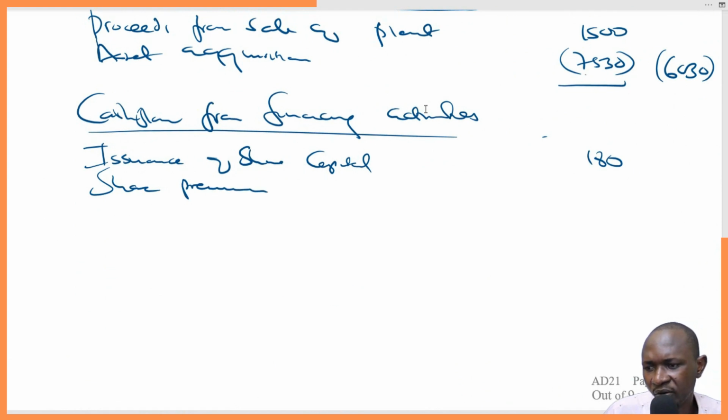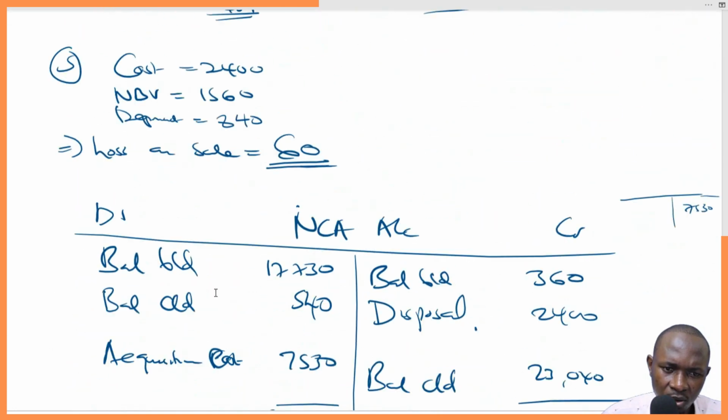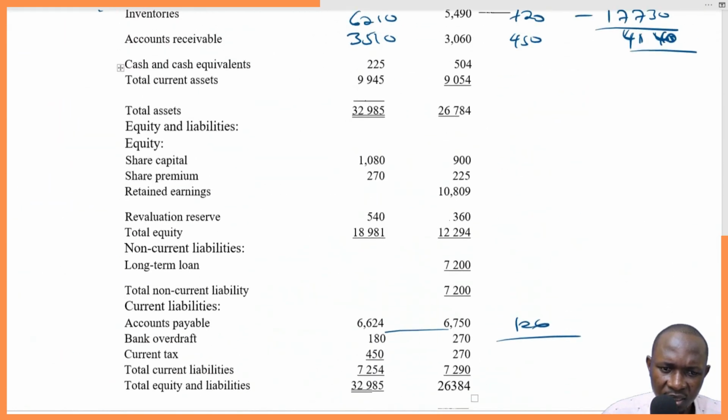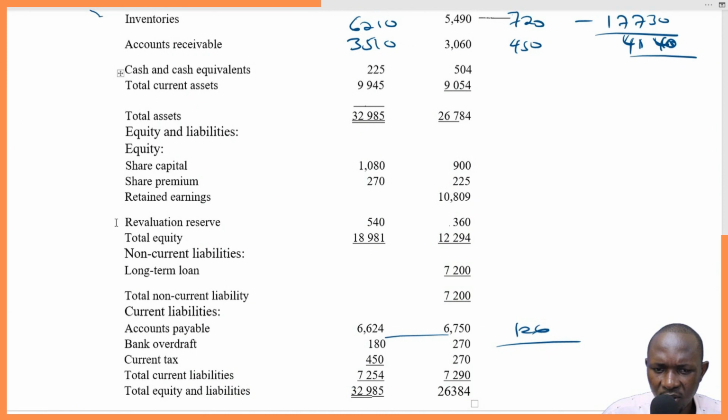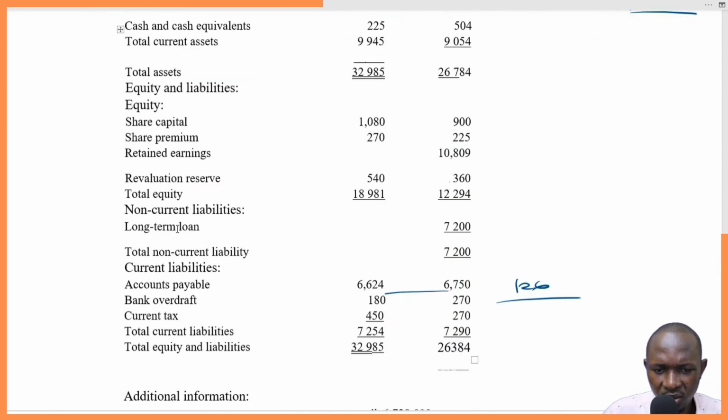Share premium 45 shillings. Then of course we have long-term loans. If there's nothing else, share capital, that one, retained earnings, that one will be captured in the dividends. With this one we've already dealt with it. Non-current liabilities, long-term loan 72. Looks like it has been distorted, so let's get back to the question paper.